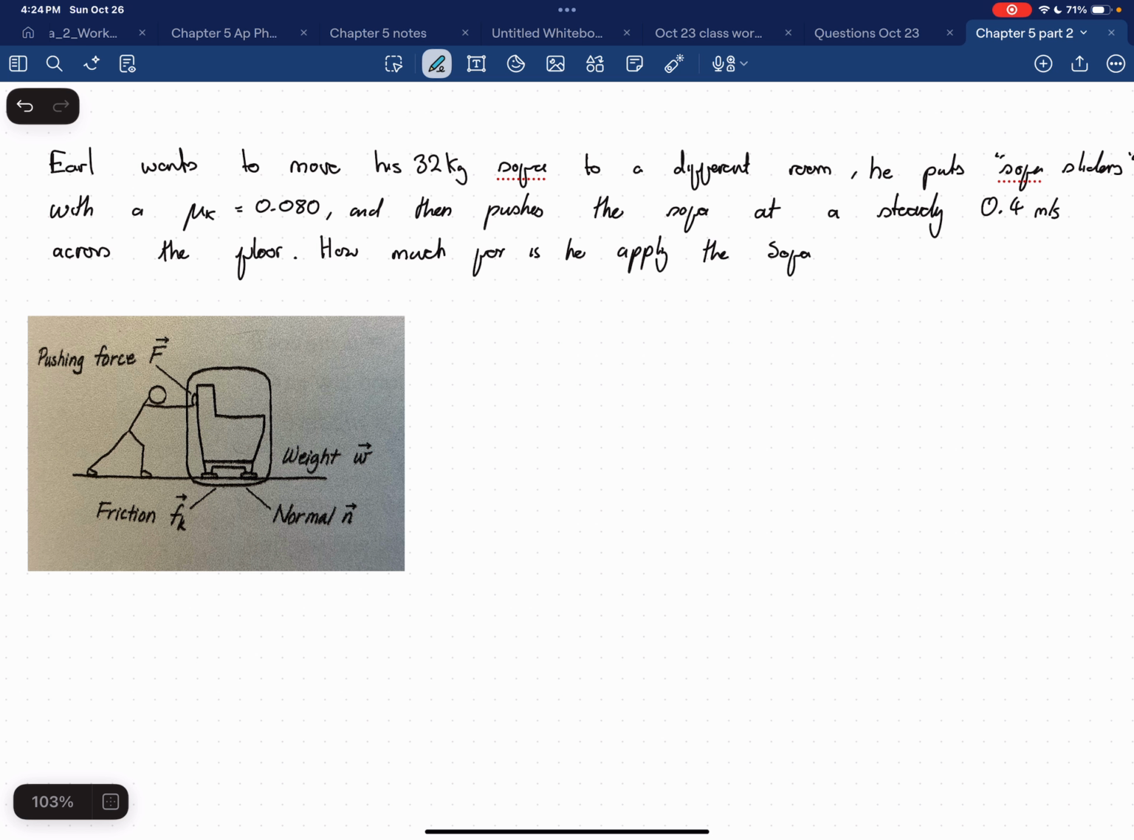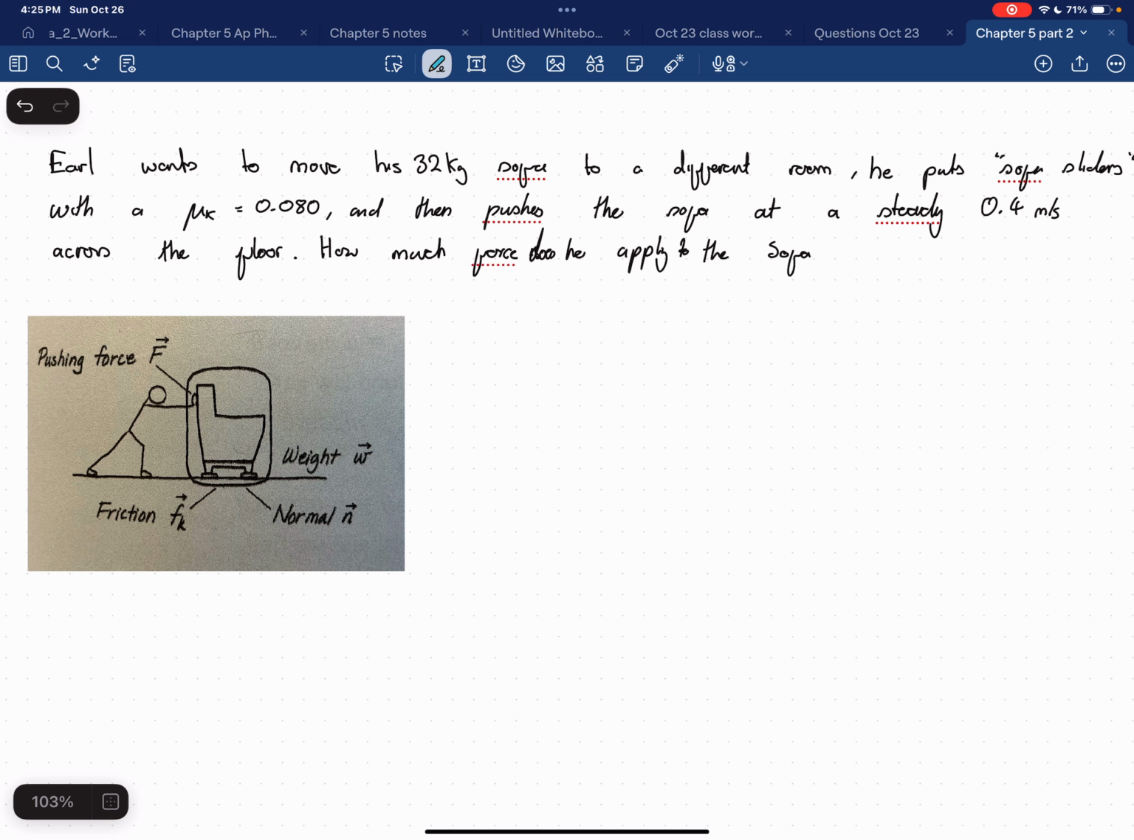So here's the sofa. Because he wants to move the sofa, he puts sofa sliders under the sofa. These basically help move the sofa easier, and they have a kinetic friction coefficient of 0.80. And then he pushes the sofa at a steady 0.4 meters per second across the floor. How much force does he apply to the sofa?